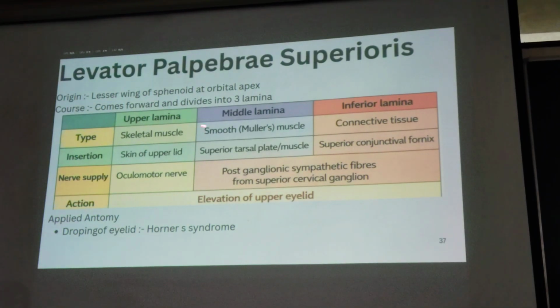And there is applied anatomy. If there is damage to only the third nerve, then there will be partial dropping of the upper eyelid. But if there is damage to the oculomotor nerve as well as the postganglionic sympathetic fibers, then there will be complete dropping of the eyelid.